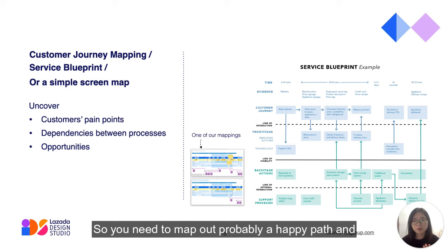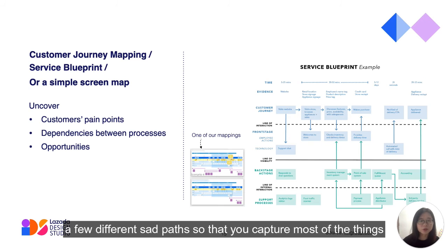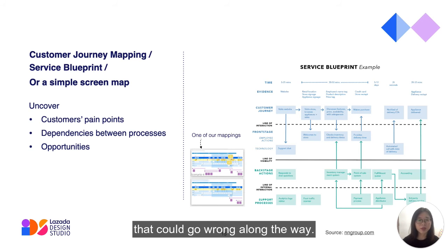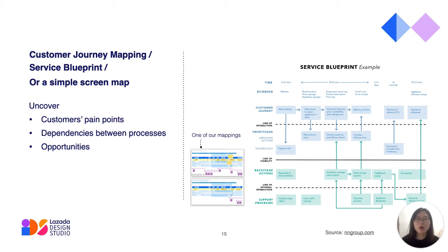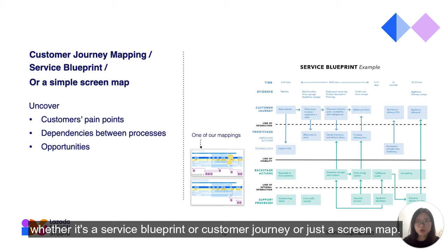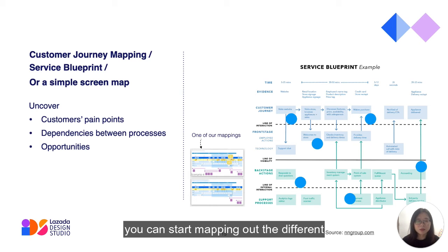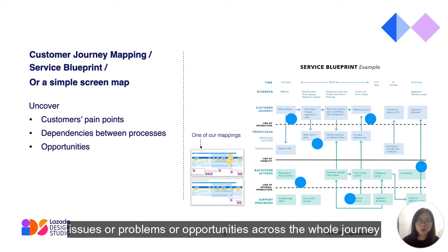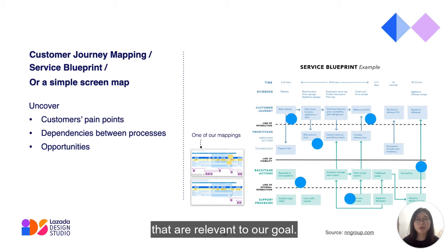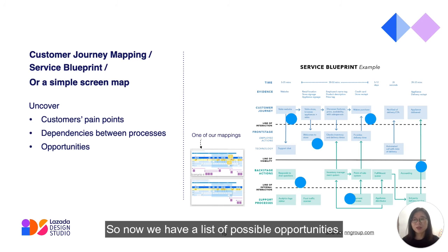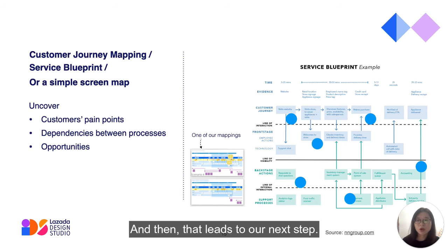There could be different scenarios that you might need to map out. You need to map out probably a happy path and a few different sad paths so that you capture most of the things that could go wrong along the way. Once we have the map, whether it's a service blueprint or customer journey or just a screen map, you can start mapping out the different issues or problems or opportunities across the whole journey that are relevant to our goal.